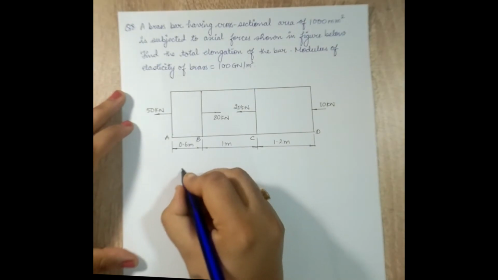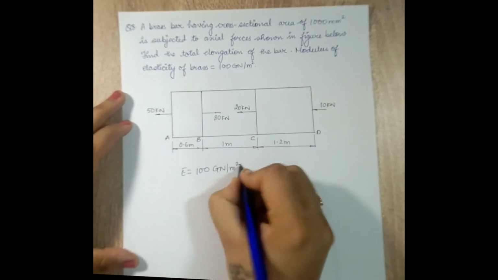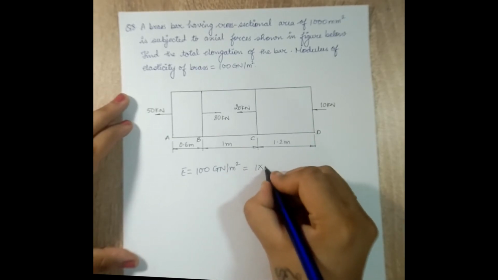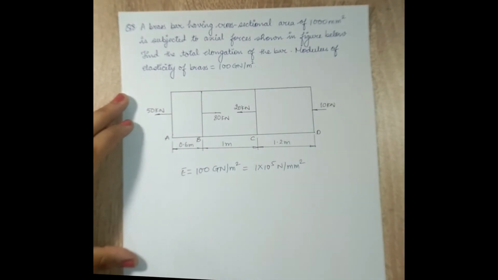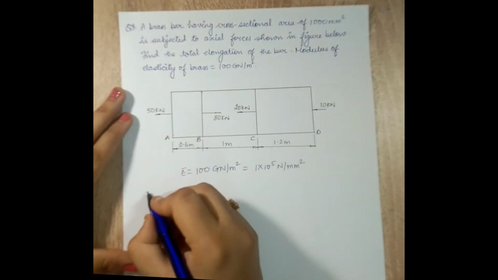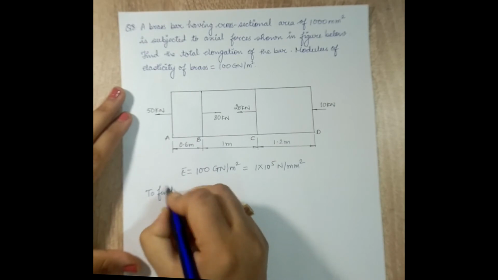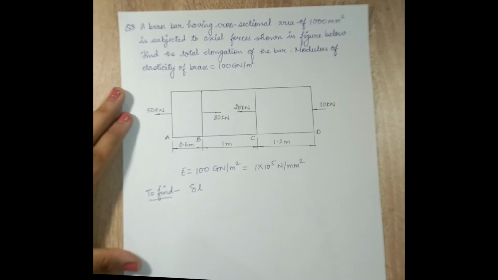So I'll just convert quickly. E is 100 giganewton per meter square, which is 1 into 10 raised to 5 Newton per mm square. I hope now you'll be able to convert this. Now let's start solving. I have to find delta L, that is the total elongation of the bar.